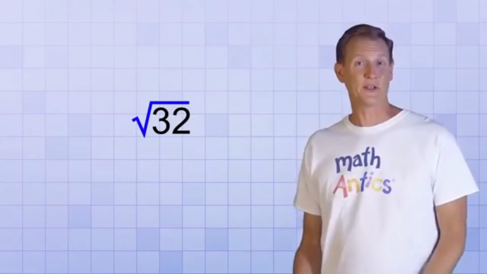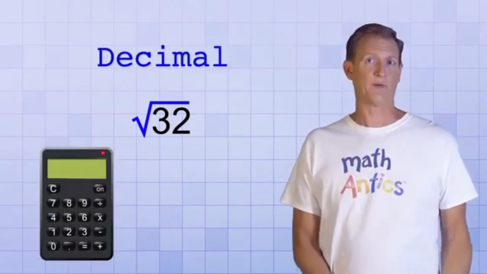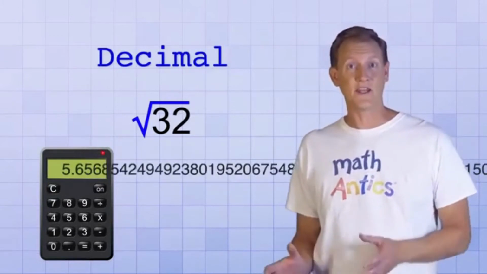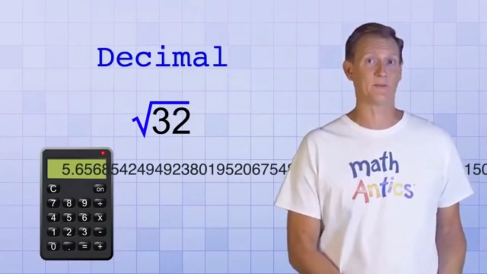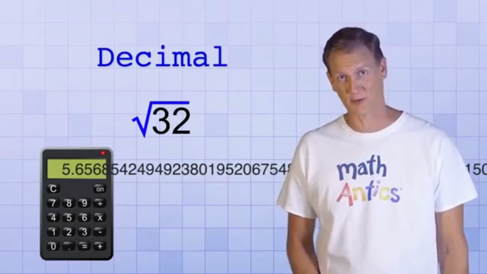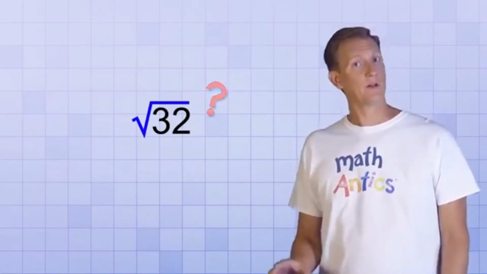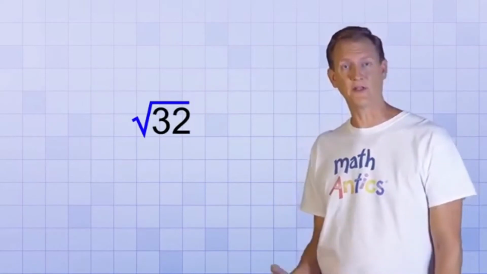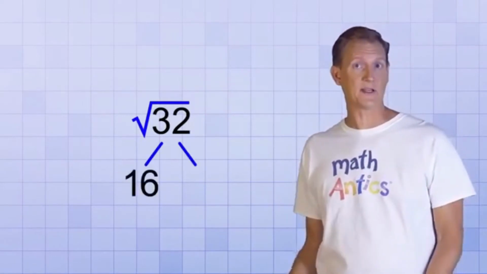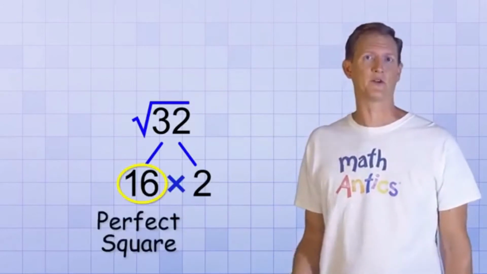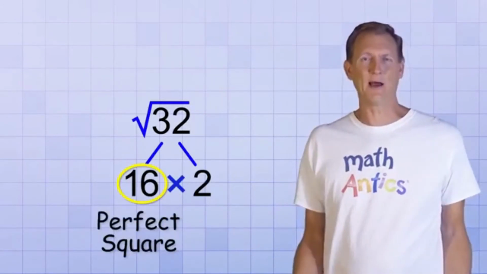You might consider using a calculator to convert it to a decimal value. But in this case, we'd end up with an irrational number, which is a never-ending, never-repeating decimal. And that's definitely not a simpler way to write it. So what other options do we have? Well, some of you may notice that 32 could be factored into 16 times 2, right? And we already know that 16 is a perfect square. But does that help us out?